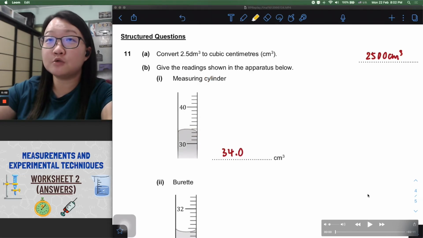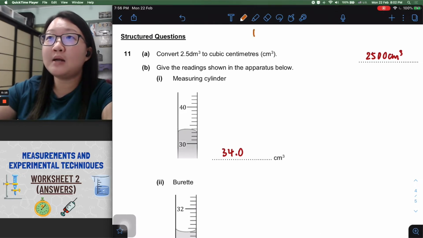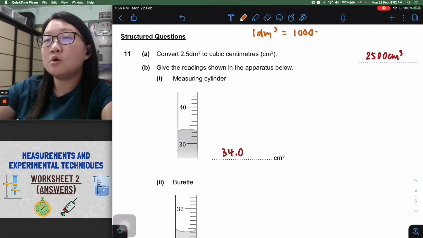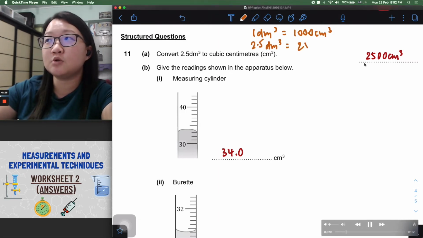Let's move on to structured questions. Looking at question 11A, convert 2.5 dm cube to cubic centimeters. So over here, the conversion is 1 dm cube gives you 1,000 cm cube. So therefore, 2.5 dm cube will be 2,500 cm cube. So that is your answer.